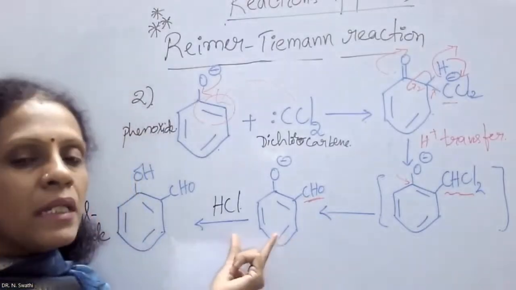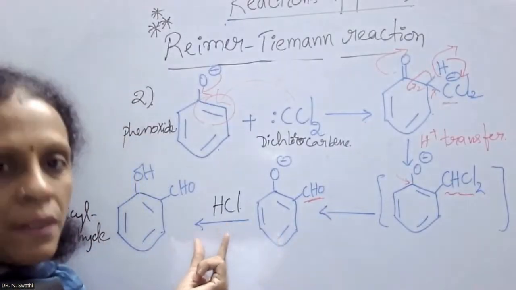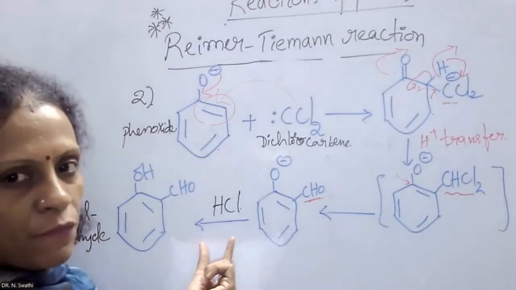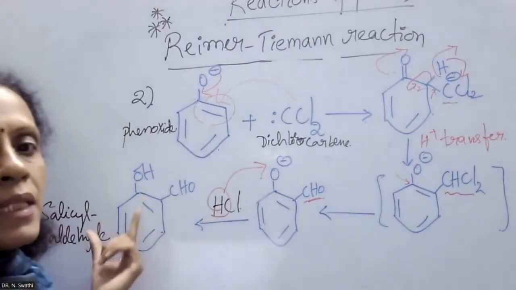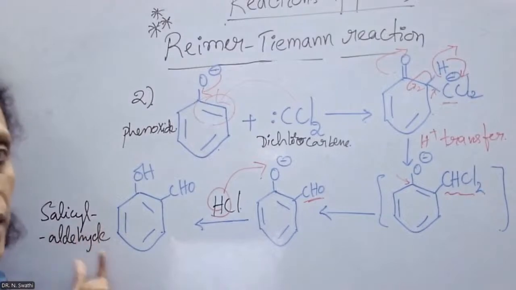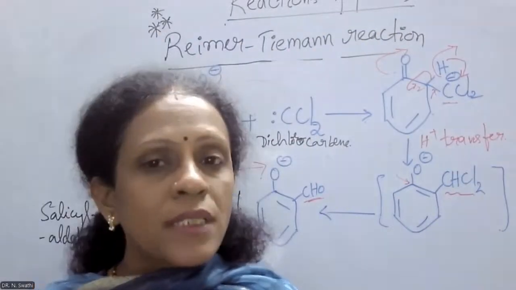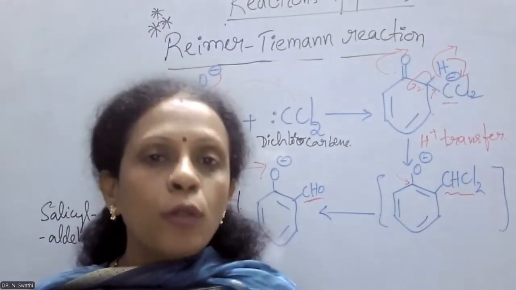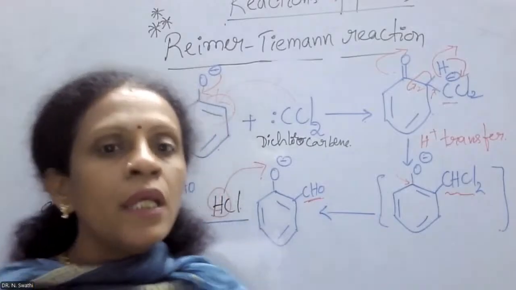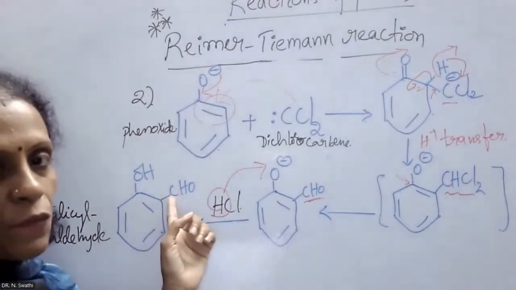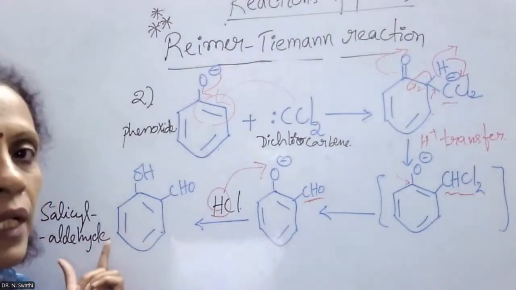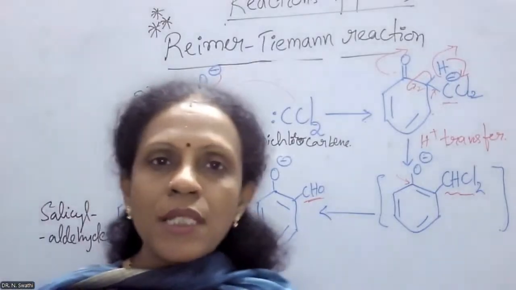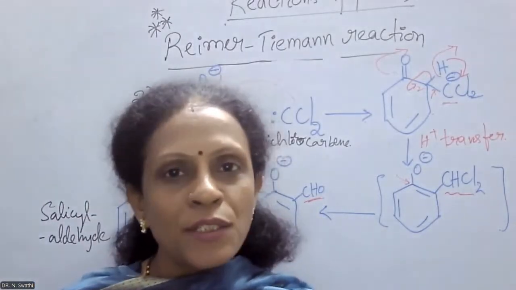Now, when this ultimate intermediate is subjected to mineral acids such as hydrochloric acid or sulfuric acid, immediately protons will be taken up by the phenoxide group, and thus there will be formation of salicylaldehyde as the product. So this is how, upon reaction of phenols with chloroform in the presence of aqueous alkali, the aldehyde group will be transferred onto the ortho position on the phenolic ring system, and that is how finally we get salicylaldehyde as the product. This reaction is known as the Reimer-Tiemann reaction of phenols.